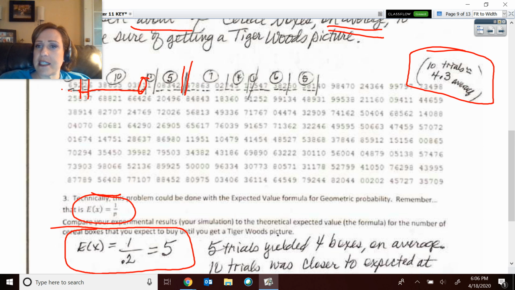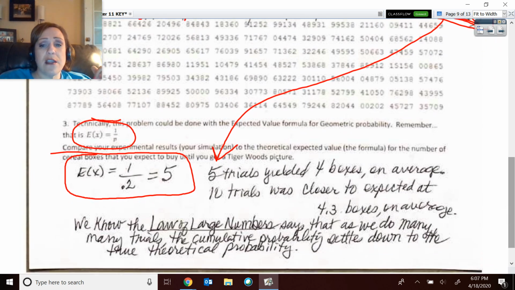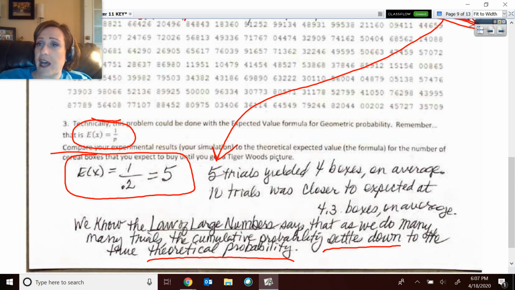And so it's interesting to note that our 10 trials was getting closer to the 5 than just our 5 trials. Okay, because we know, according to the law of large numbers, that as you do many trials, the cumulative probability will settle down to that true probability, the law of large numbers, you see. So it's going to continue to get closer to that 5.